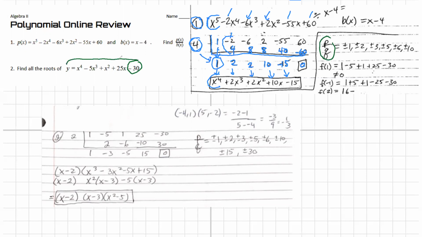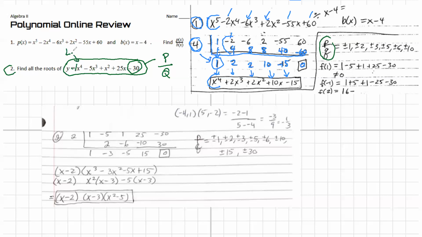Y equals, I always like you to write the problem down. Y equals x to the 4th minus 5x cubed plus x squared plus 25x minus 30. We want you to write that down for number 2 on your notes for today that you're going to turn in before the end of class. And then to find these roots, your p value is all the factors of the last number. Your q value, p over q, is all the factors of the first number, the leading coefficient.